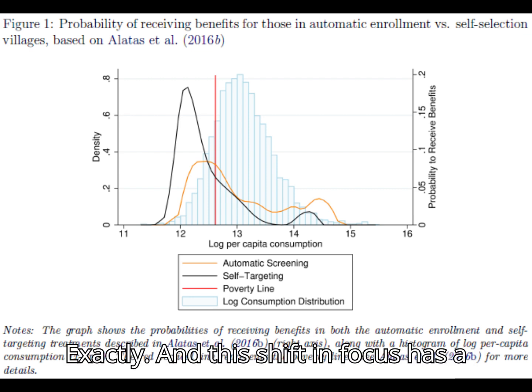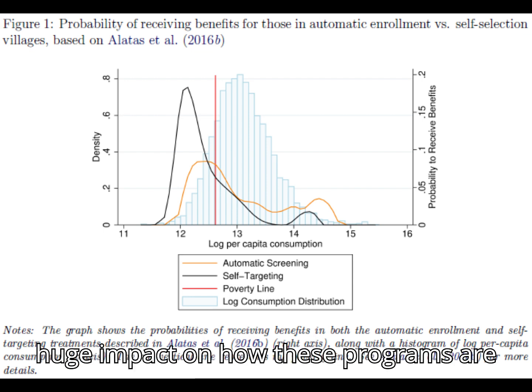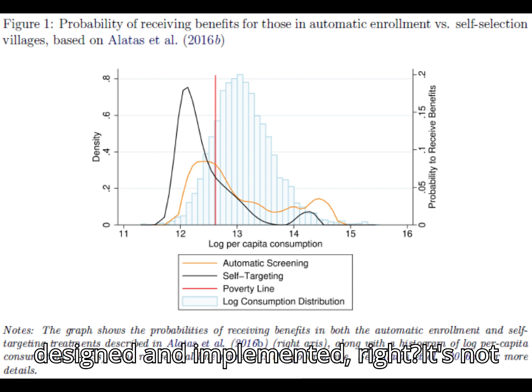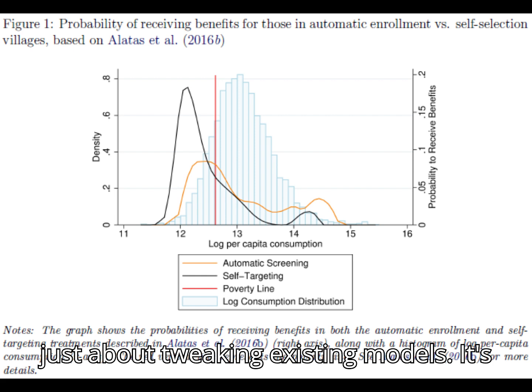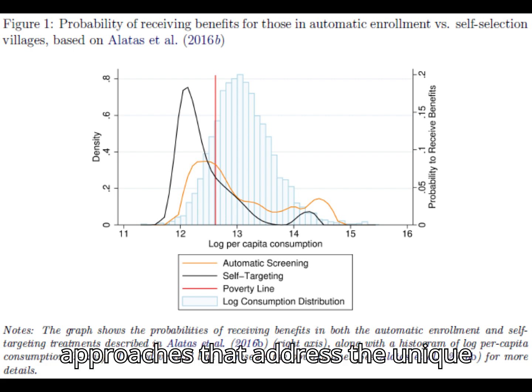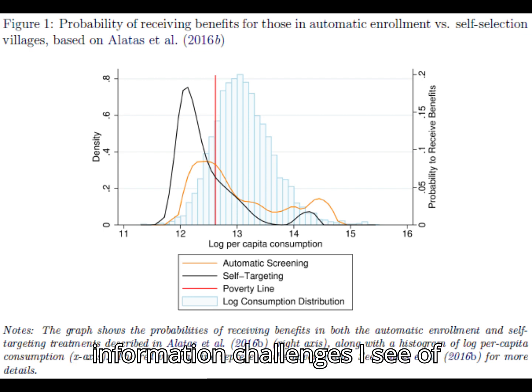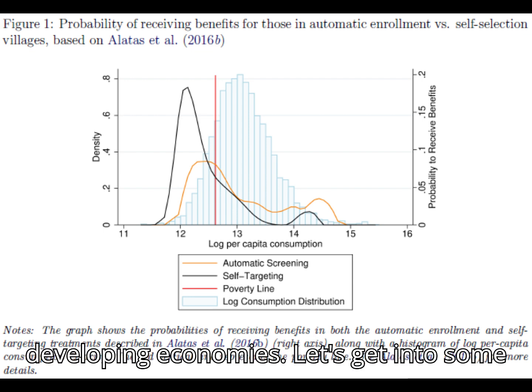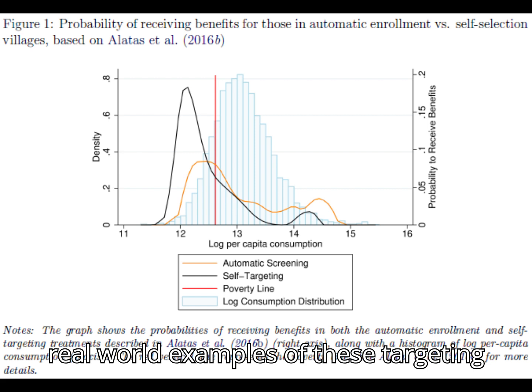Exactly. And this shift in focus has a huge impact on how these programs are designed and implemented. Right. It's not just about tweaking existing models. It's about coming up with entirely new approaches that address the unique information challenges of developing economies. Let's get into some real-world examples of these targeting strategies.